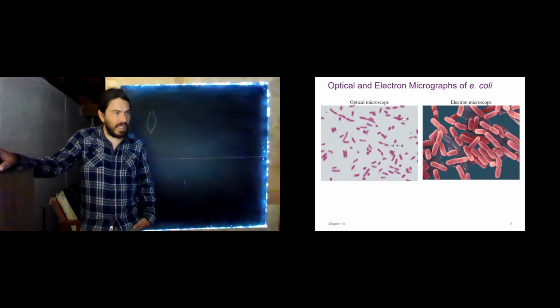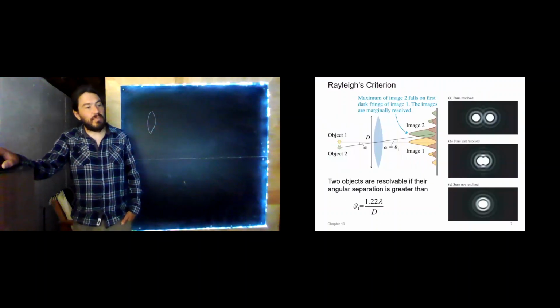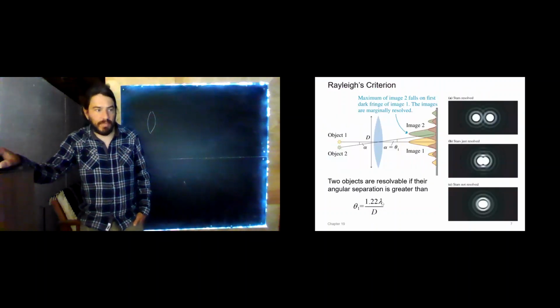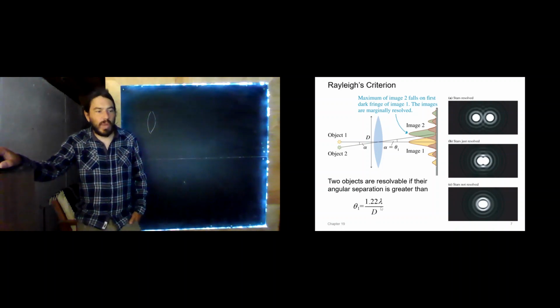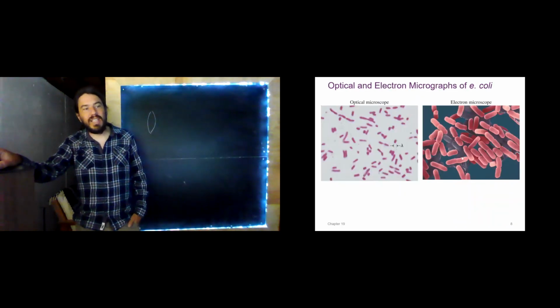And how about this? How many E. coli do we see here? You really can't tell, right? So these are not resolved. We don't know how many of them there are here. However, notice this dependence upon the wavelength, right? So if we had a much smaller wavelength, then we could have a much smaller angle between two objects and still resolve them. And so here we've created this image with an electron microscope.